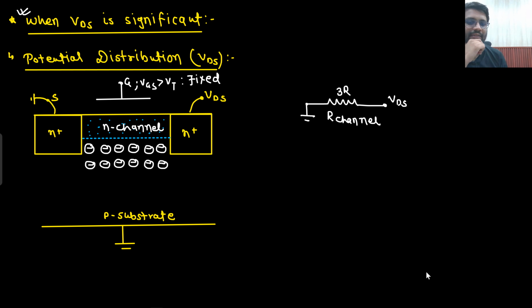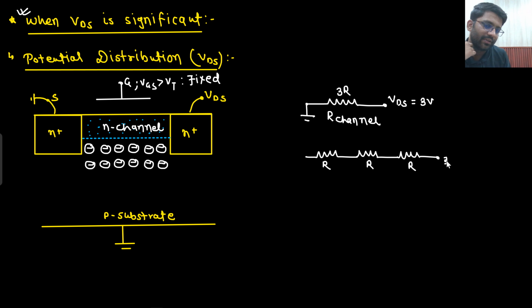This is the scenario, right? Now what I am doing, I am breaking this 3R in this manner: R, R and R. And I am assuming that this VDS is 3 volt. So now how the potential will be divided? So 2 volt, 1 volt and then 0 volt.